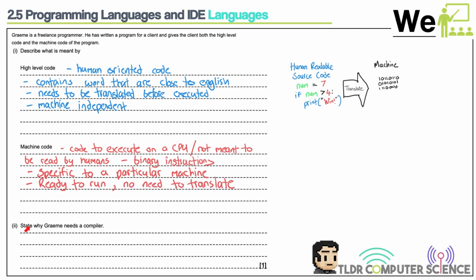Finally, state why Graham needs a compiler. Without the compiler, he won't be able to turn his high-level code into machine code. What else can the compiler do? Well, it also will help you pick up syntax errors. Remember, when you've run your Python code, it won't ever run if you made a syntax error, and then it will spit back some errors and it will say the line it was on. It's the compiler that's doing that for you.